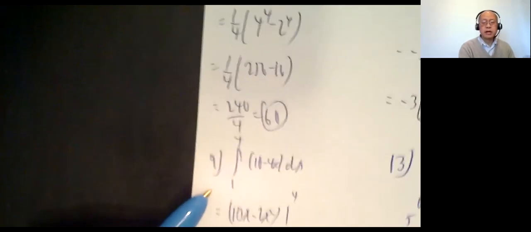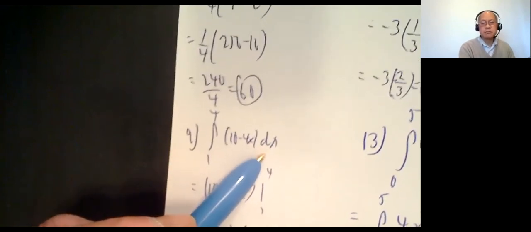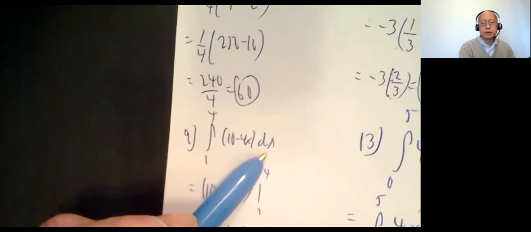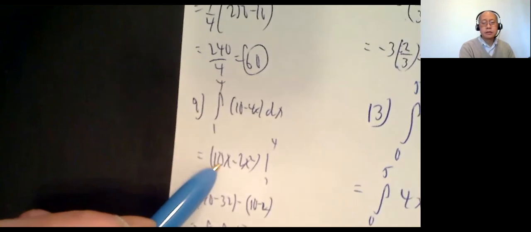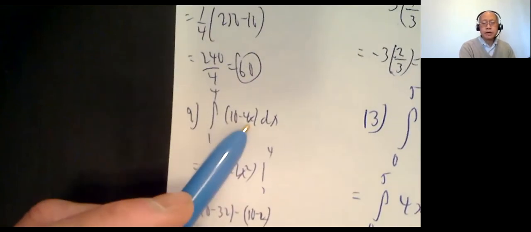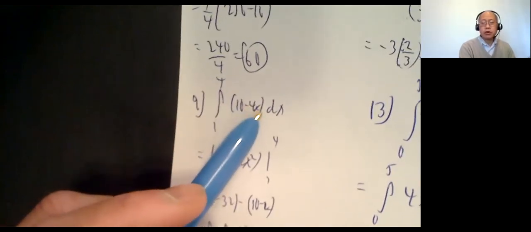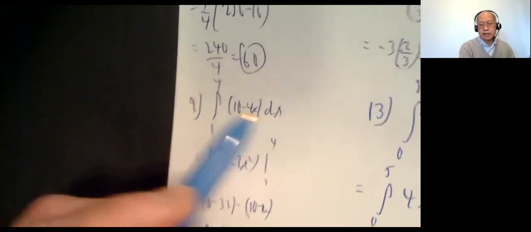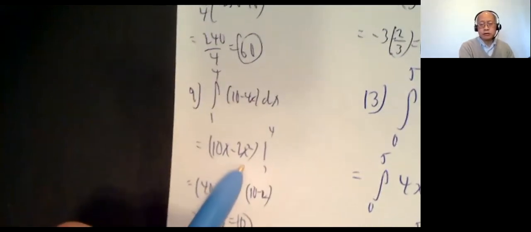Then number 9. Integral from 1 to 4, 10 minus 4x dx. Integral of 10 is 10x. Integral of negative 4x, you see, I did a shortcut here. It's negative 4x squared over 2, right? And negative 4 divided by 2 is negative 2x squared. So if you want to go straight from here to here, I'll let you.